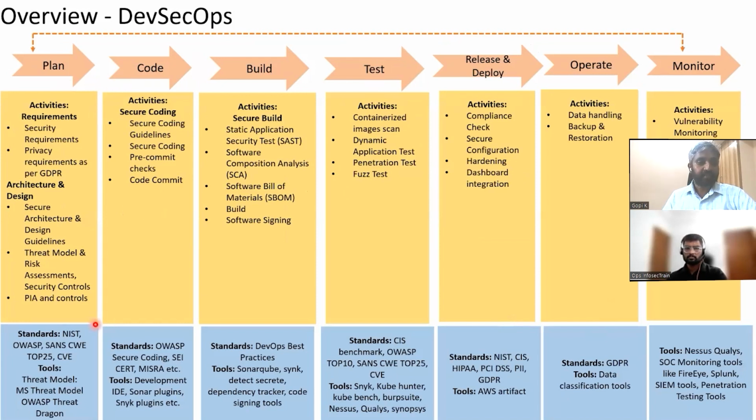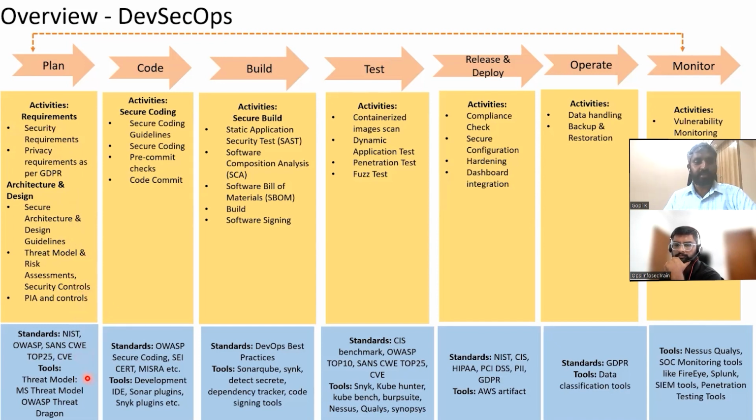Only the activities and the tools required automations we need to incorporate as part of our DevOps. So that is why we call it DevSecOps practices. For example, in the plan phase, we have the security requirements. We need to consider privacy requirements based on our GDPR, then architecture design guidelines, threat model, risk assessment, privacy impact assessment, and the controls we need to consider, and we need to execute the security activities in the planning stage itself.